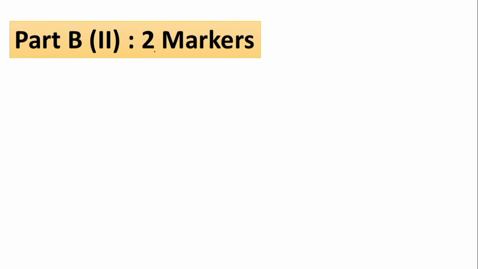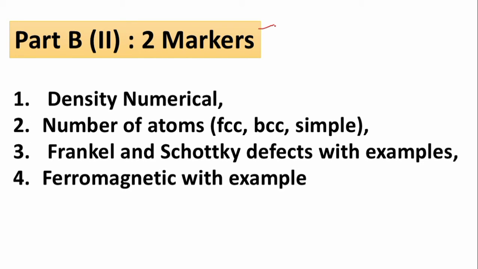Next, part B, only 2 marks. Sometimes they may split, but most of the time they'll ask a 2 marks question directly. So what are the 2 marks questions? If you learn the 5 marks, some 2 to 3 of the 2 marks will be covered, like density numericals and Frenkel and Schottky defects, which we already learned in 5 marks. So we are left with 2 questions.